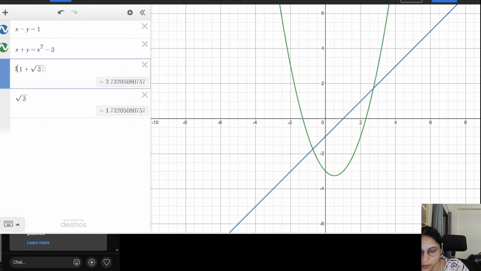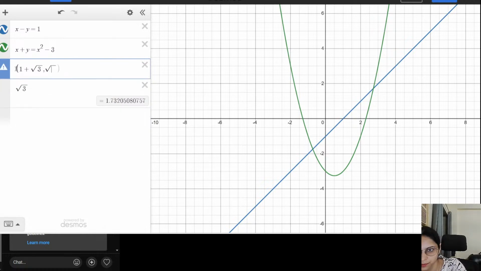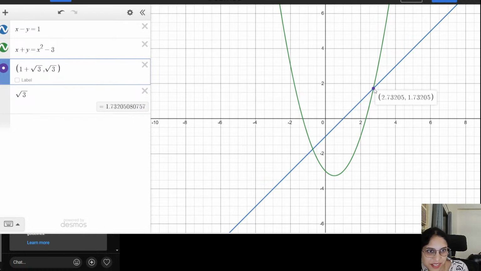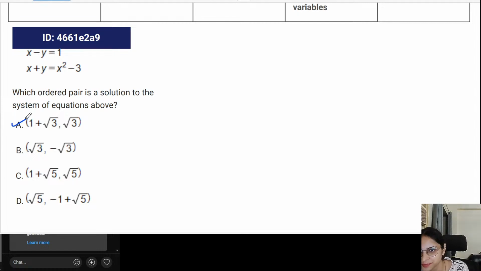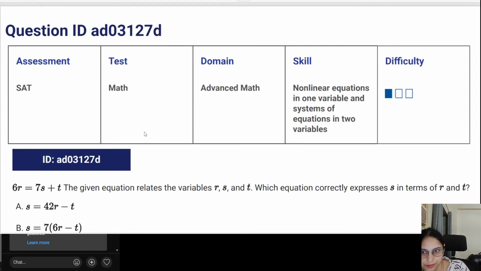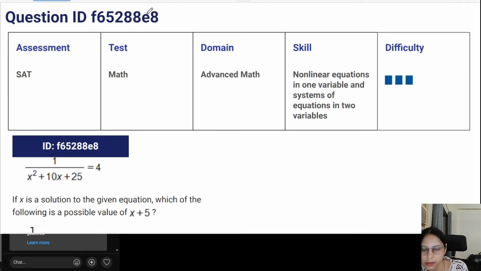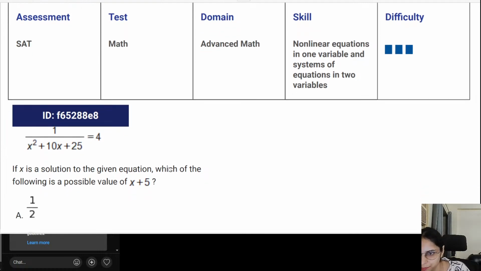Or you can do it this way also. Oh yeah, that's better. Right? This is this point. So you can just check the point if they are there or not. And that is it. This is also sort of rational combined with the quadratic, but I think this will do.